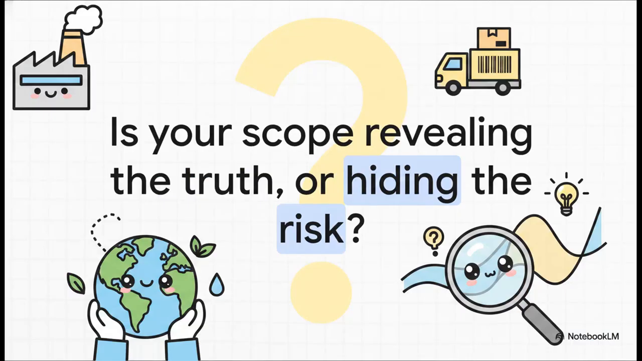Which leaves us with one final thought to consider today. Think about the boundaries drawn at your own workplace, or even within the supply chains of the products you use every day. Is your organization's scope revealing the truth of its environmental impact, or is it a carefully drawn line designed to hide the risk?